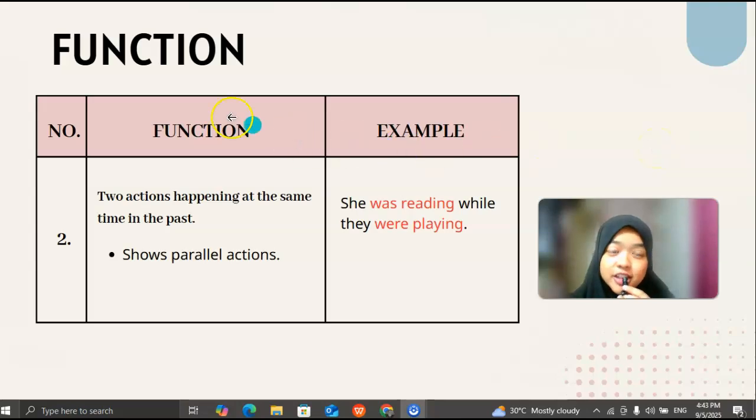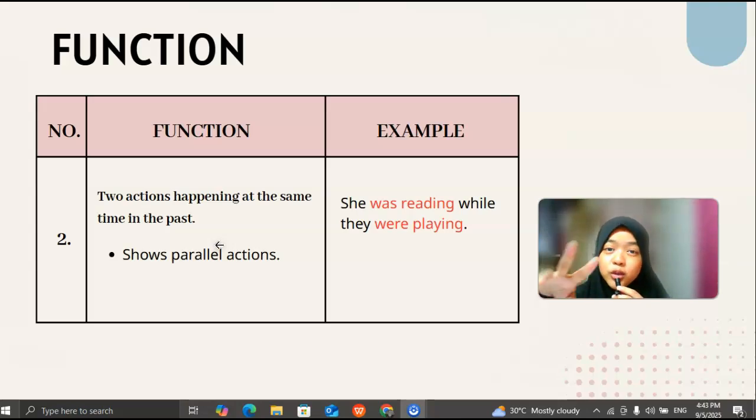The second function of past continuous tense is when you want to describe two actions happening at the same time in the past. For example, she was reading while they were playing. So this particular example is showing parallel actions. So what does parallel actions mean? Parallel actions means two actions happening at the same time.